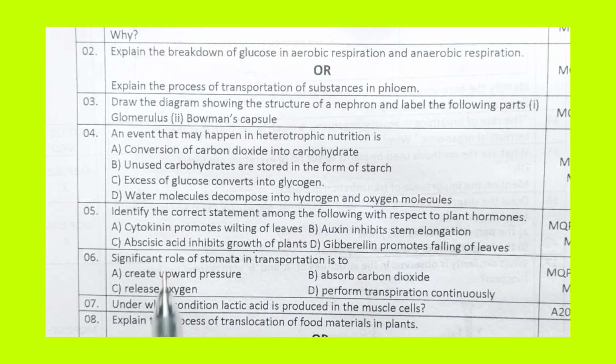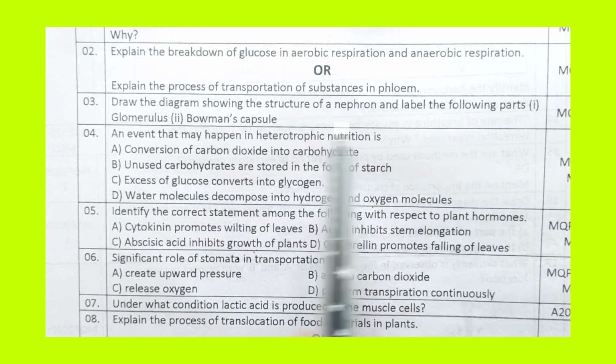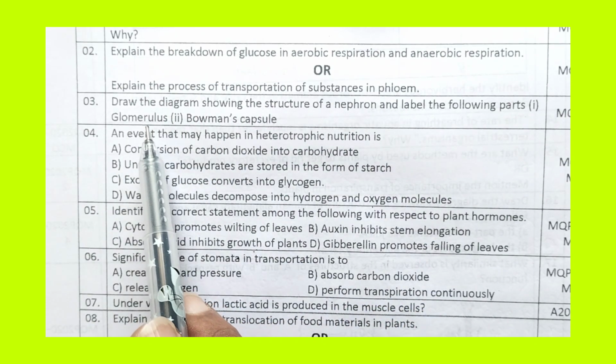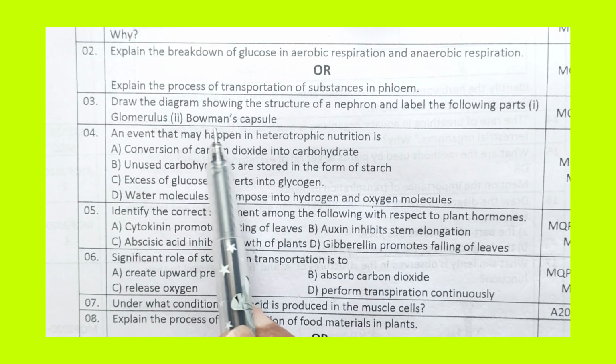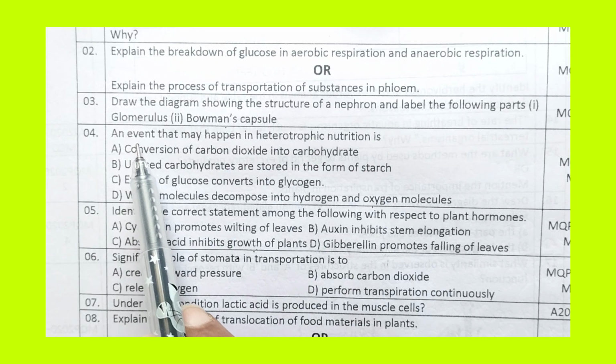The third question is a diagram question. Draw the diagram showing the structure of nephron and label the following parts. One is we have to label glomerulus and Bowman's capsule. Next, let us move for fourth question.